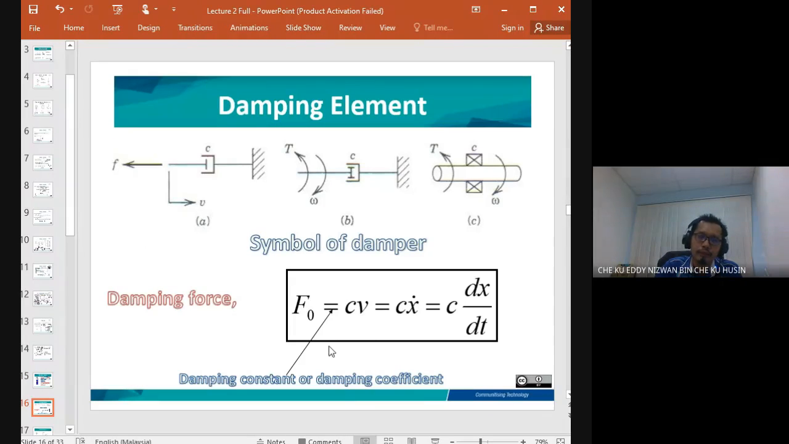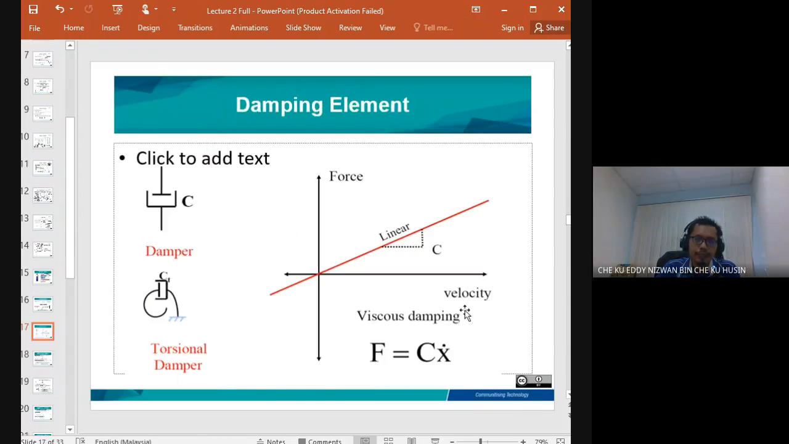Basically, damping force is relative to the velocity. Here v is the velocity, or we use x dot, where we differentiate the displacement. So c times dx over dt, which means the damping force is linear to the velocity. When the velocity increases, the force produced by that damper also increases, the resistance also increases.